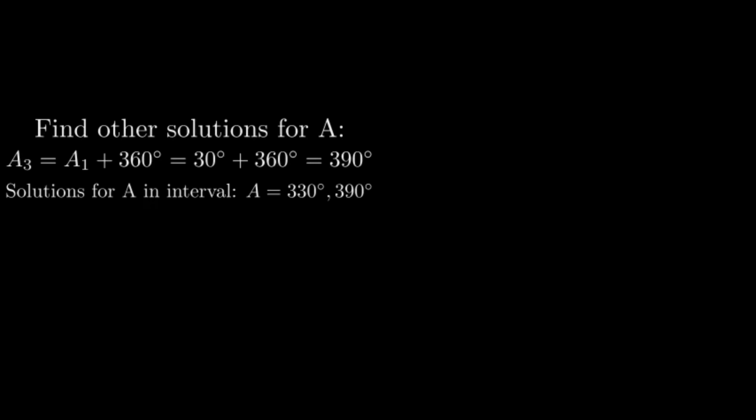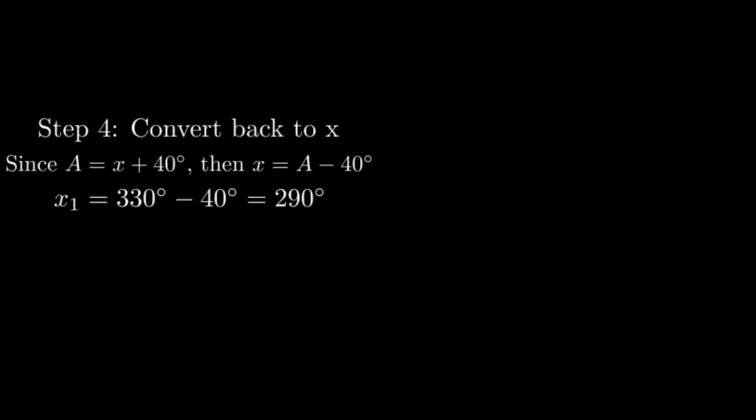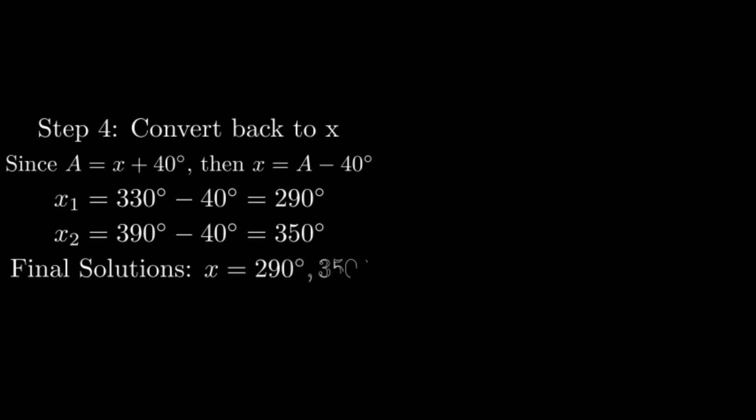The final step is to convert back to our original variable, x. We use the relationship x equals a minus 40. For a equals 330, x is 290 degrees. For a equals 390, x is 350 degrees. Both of these values are in our original interval for x, so our final solutions are 290 degrees and 350 degrees.